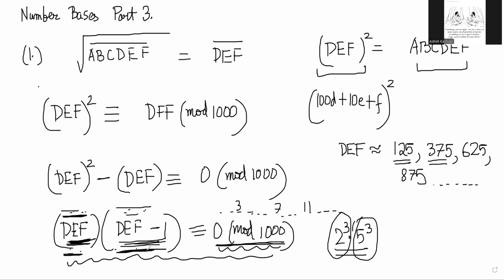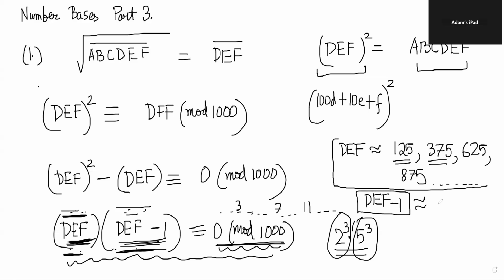Are you understanding what I'm saying? So if DEF is taking these values, then the other number has to have powers of 2. DEF minus 1 has to be like 2 cube, which is 8, right? Or it could be 8 into 3, so 24. It can be 5. No, it cannot be 5. It can be 8 into 7, 56 and all, right?